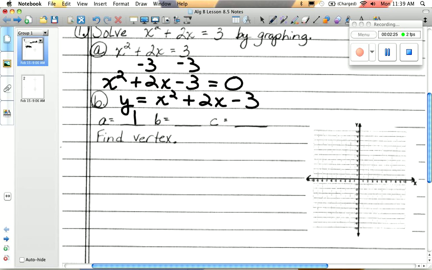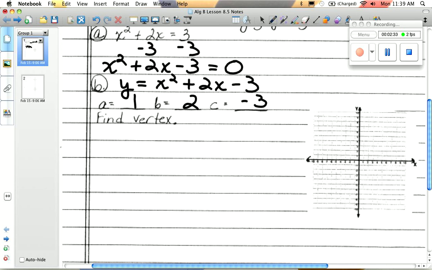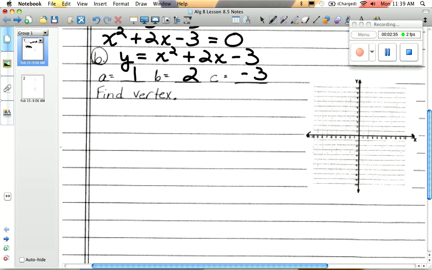1. What's our b value? 2. And our c value? -3. Okay. So the first thing we're going to find is our vertex. Anybody remember our little formula that helps us find the x value of the vertex? X equals -2 over 2. Yeah, so we use x equals negative b over 2a.